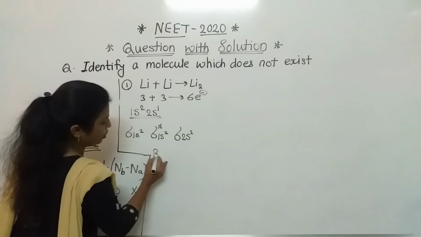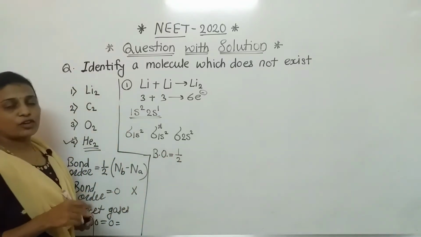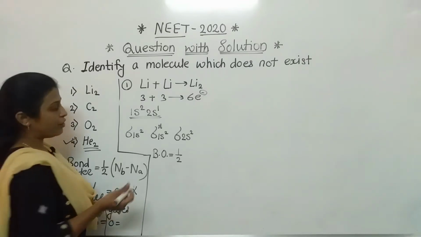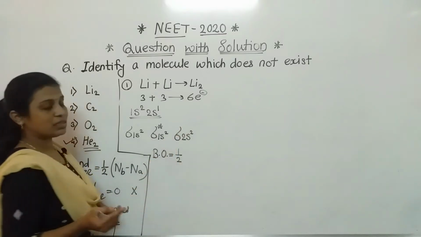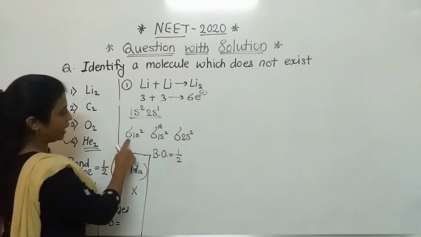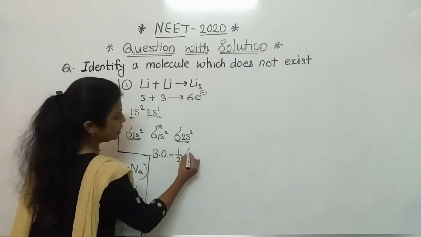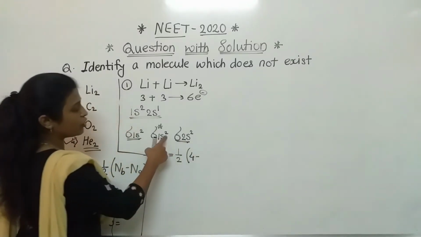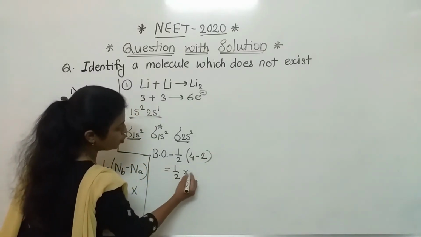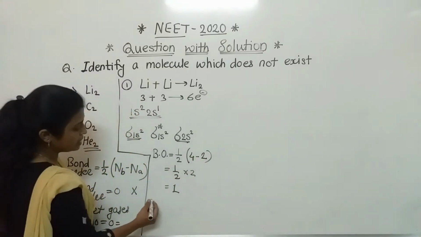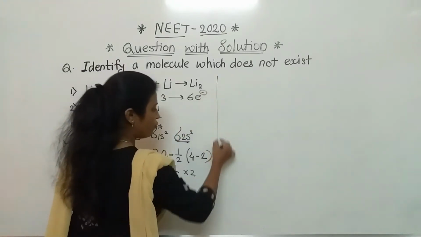Now see bond order. If we want to find the bond order, it is 1/2 times the number of electrons in the bonding orbitals minus those in the anti-bonding orbitals. How to identify them? If there is a star, it is anti-bonding; without a star, it is bonding. So the number of electrons in the bonding orbitals is 4, minus the number in the anti-bonding orbitals, which is 2. So 1/2 into 2 is 1, meaning that molecule exists. Clear to everyone? So this is the first one.